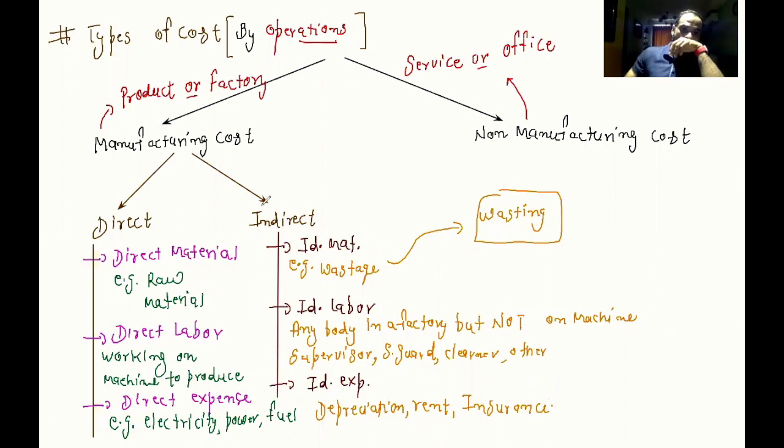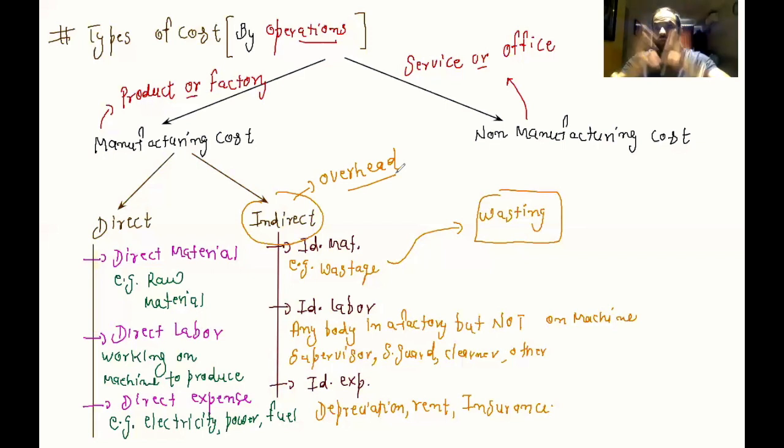Now, indirect cost has another name. We also call it overhead. Remember that. Overhead is another name of indirect cost. Overhead is a combination of indirect material, indirect labor, and indirect expense. All right. So that's all about manufacturing cost.